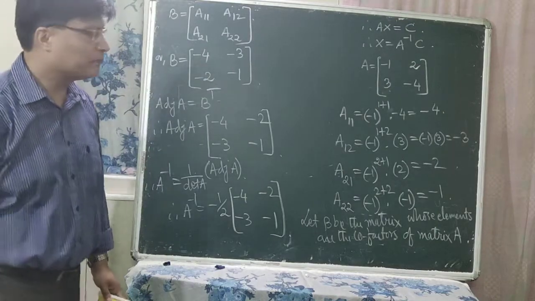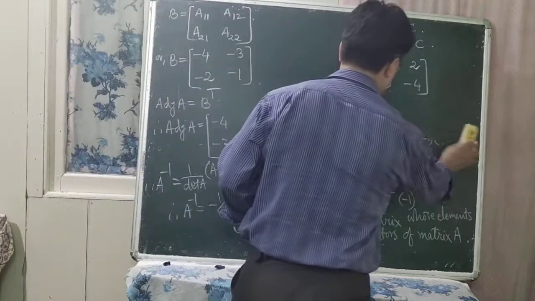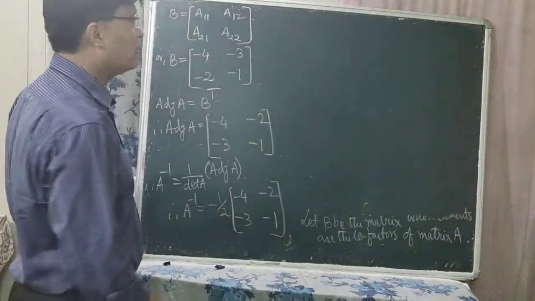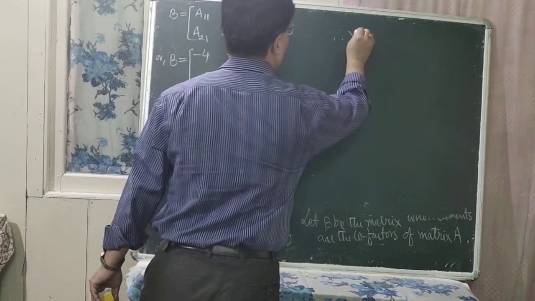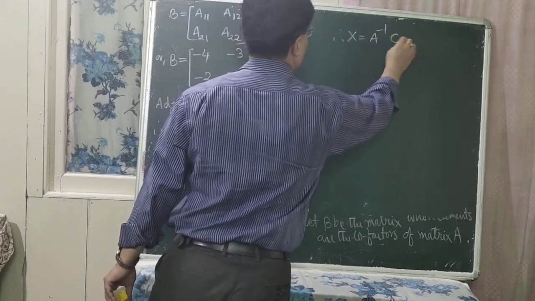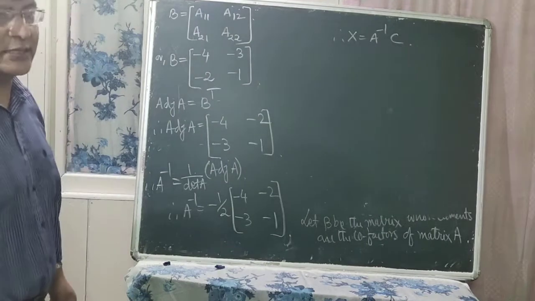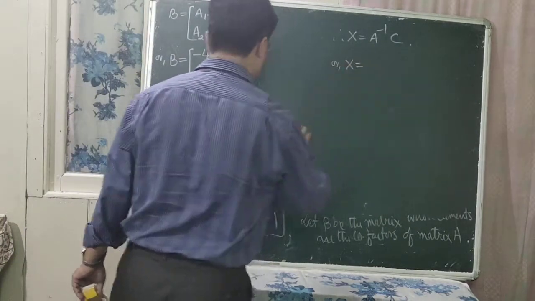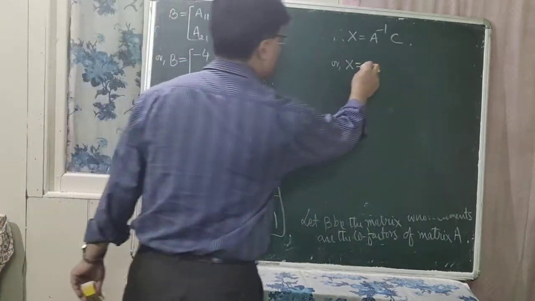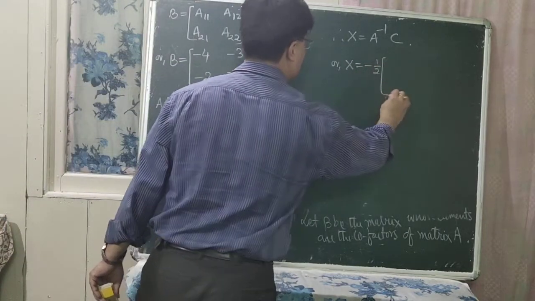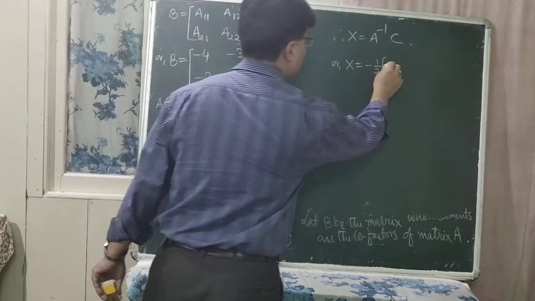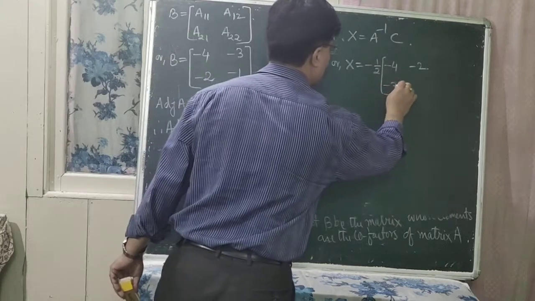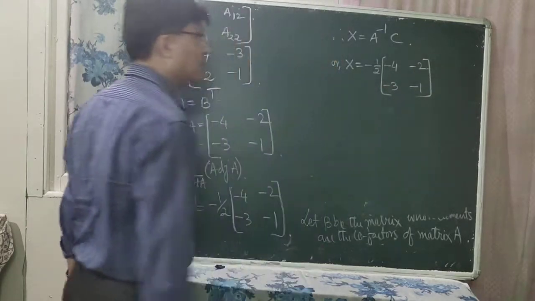Is it clear now? So next, let us write down the matrix equation. So we know that what is the matrix equation? X is equal to A inverse C. C is the constant matrix, right? X is the unknown matrix. Capital X is equal to, what is A inverse? Let us write it. It is minus half, then minus 4, minus 2, minus 3, minus 1.